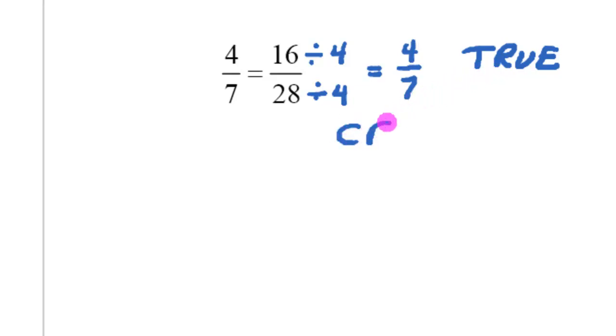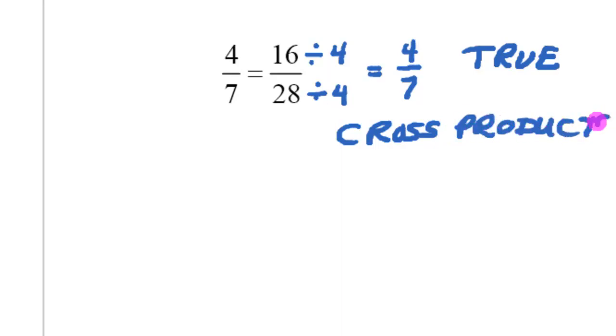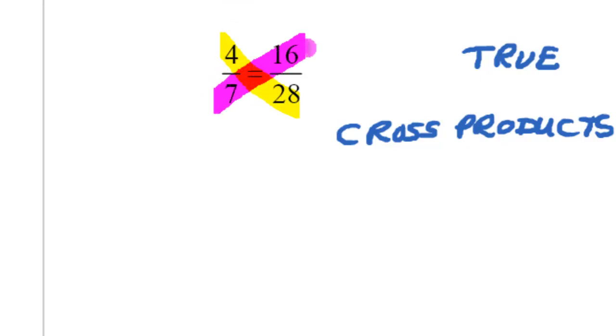But if we want to use the cross products, then what we're going to do here is multiply straight across the equal sign. So let's go back to the original problem. And this time we are going to use the cross products to show that this is a true proportion. So with the cross products, you're going to multiply the 4 times the 28, straight across the equal sign, and then you're going to multiply the 7 times the 16 straight across, and we're going to see that those two give the same answer.